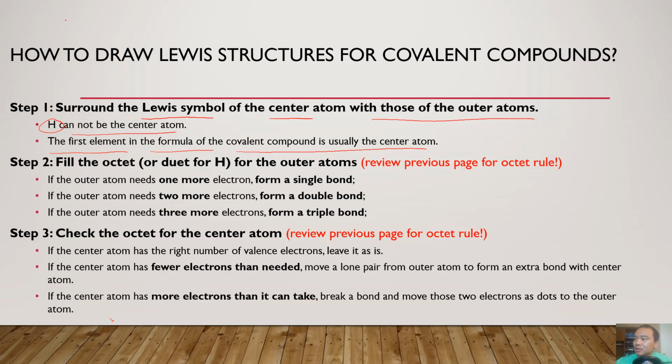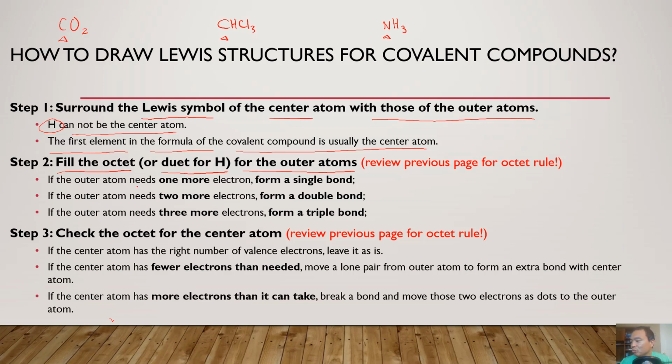For example, you have CO2, the first written carbon is the center atom. In chloroform, CHCl3, carbon, the first written, is the center atom. Or you have NH3, the first written nitrogen is the center atom. Second step, you want to fill the octet, or in the case of hydrogen, a duet, for the outer atoms. But how do you connect the outer atoms with the center atom?